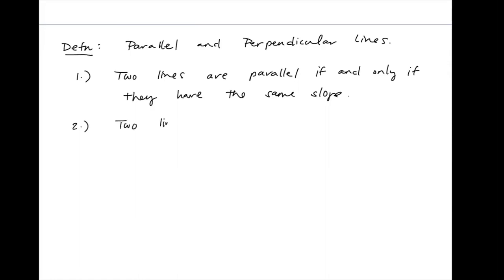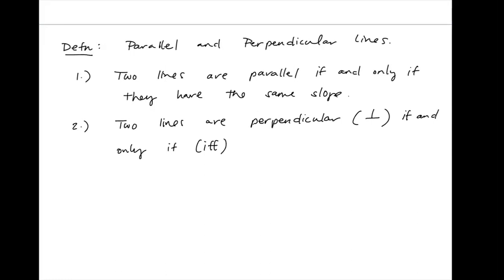Two lines are perpendicular. And just to save you guys time, perpendicular, you can abbreviate using this upside down capital T. If and only if, and that can be abbreviated IFF, if and only if, their slopes are negative reciprocals of each other.